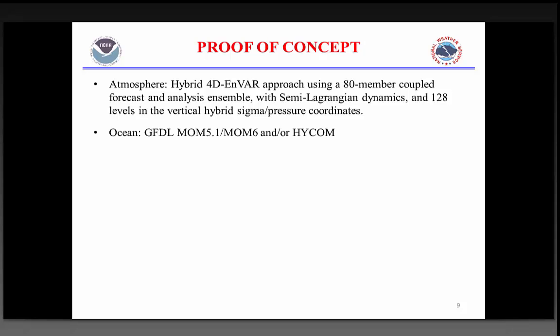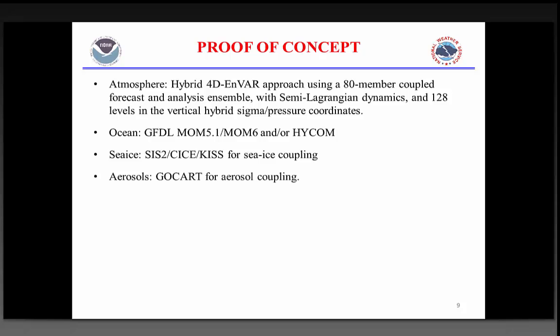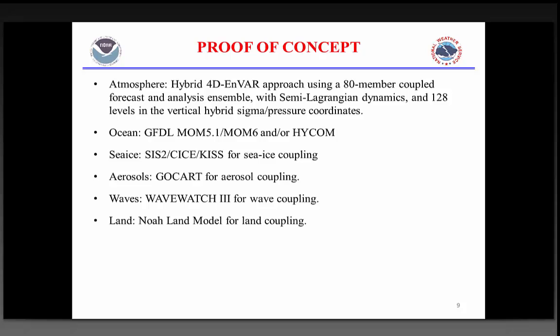The ocean, we have GFDL's MOM 5.1, we have GFDL's MOM 6, and as you've heard, we have HYCOM in-house as well. Sea ice, we have SIS2, which is the sea ice model from GFDL. We have CICE, which is the sea ice model from Los Alamos, and KISS is something we're developing in-house. Aerosols, we have GOCART. Waves, we have WaveWatch 3. Land is the NOAA land model. There are lots of improvements in all of these. And the ionosphere is a whole atmosphere model up to 600 kilometers.